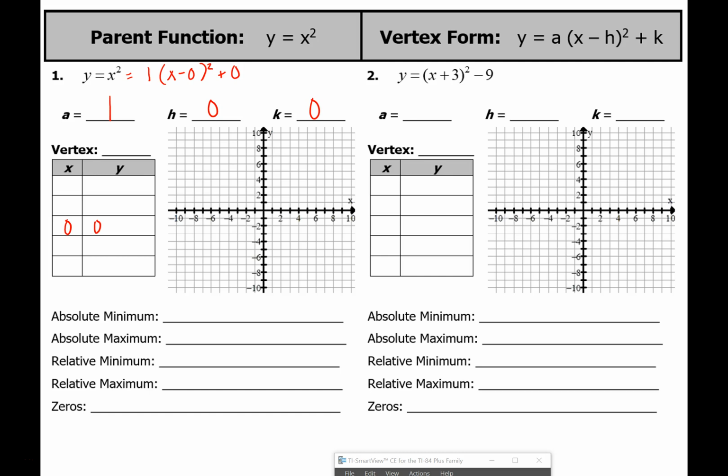And we can take the nearby x values and plug them in to get the rest of this table, which will give us the U shape. So I have 0, 0. I'm going to pick x's that are close to my vertex. So I'm going to pick 1 and 2, and I'm going to pick -1 and -2. You're always going to start with your vertex and then pick x's that are nearby. I pick integers, don't pick fractions, it just makes it harder.